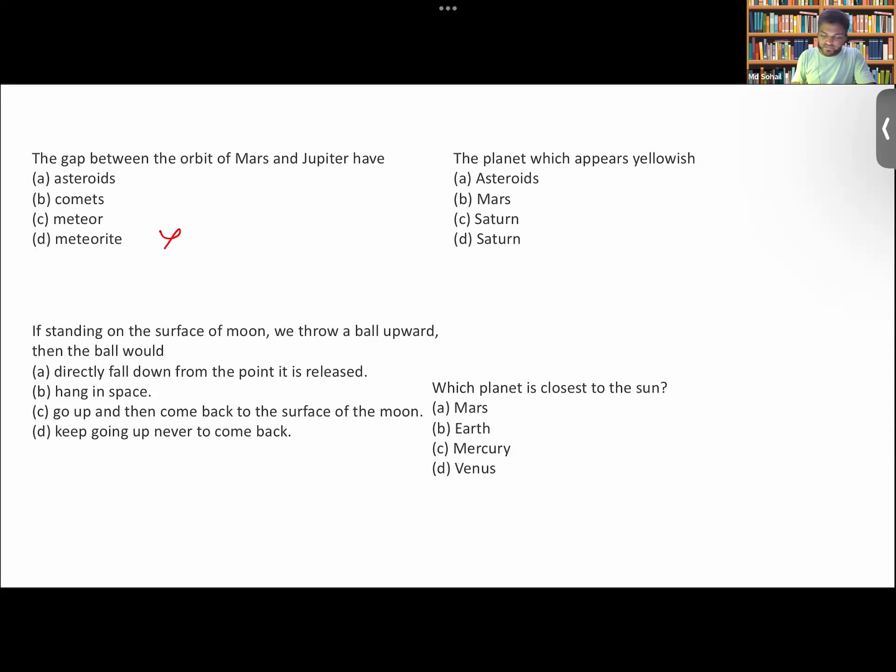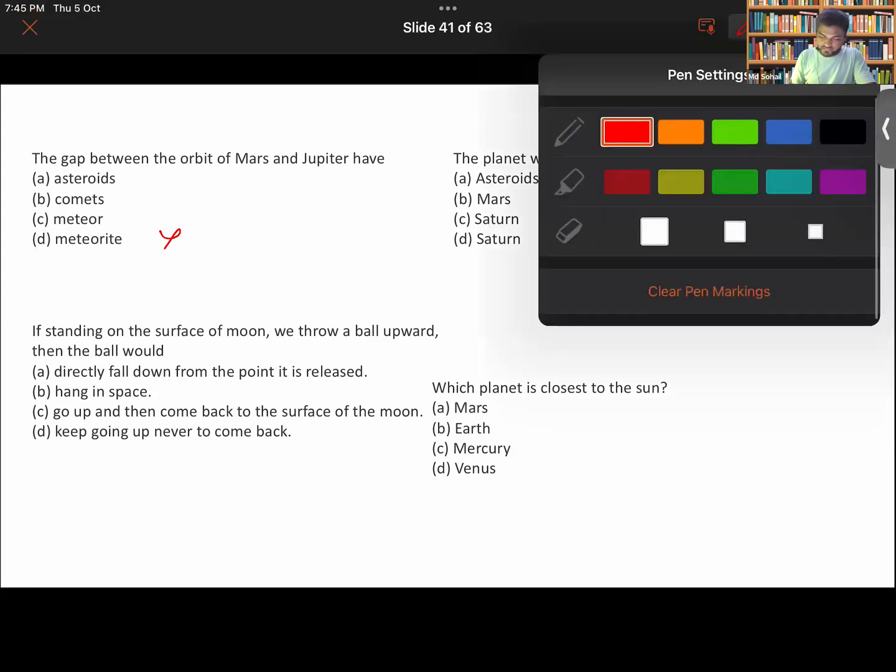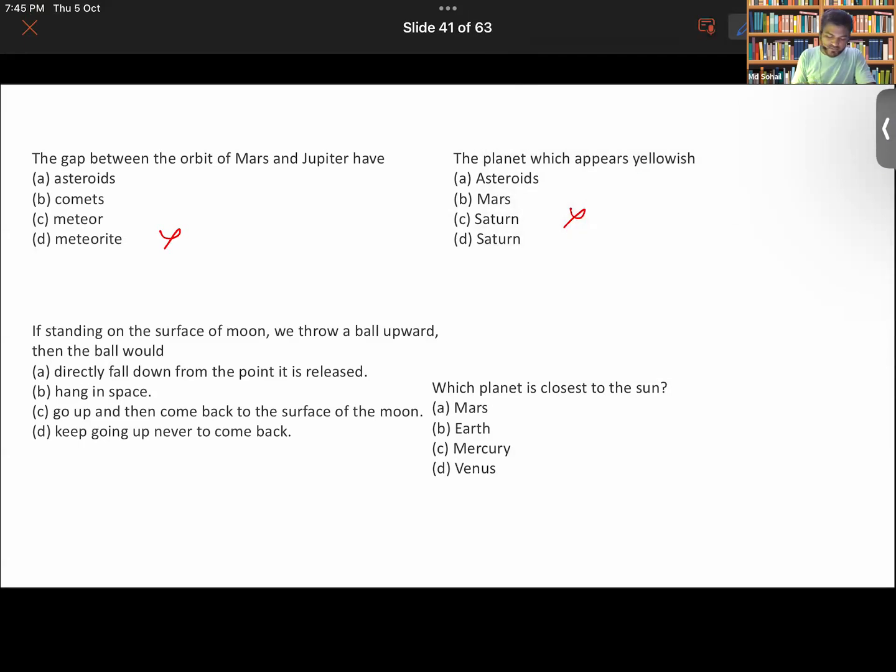This one, let's leave it for now. Leave this one also. Sir, asteroid. Okay. Asteroids. Yes, sir. Second one: see this, there are two questions. If we're standing on the surface of the moon and we throw a ball upward, then the ball would: hang in space, keep going up and never come back.